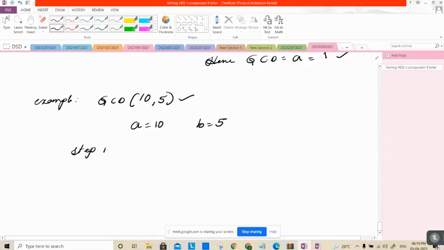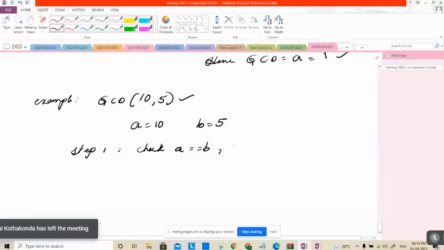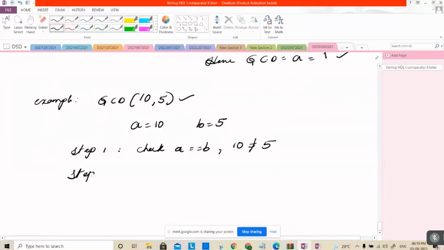Now step one, check for A equal to B or not. So 10 is not equal to 5. So we are supposed to go for step 2. Check whether A is greater than B or A is less than B. So here it says A is greater than B, since 10 is greater than 5.